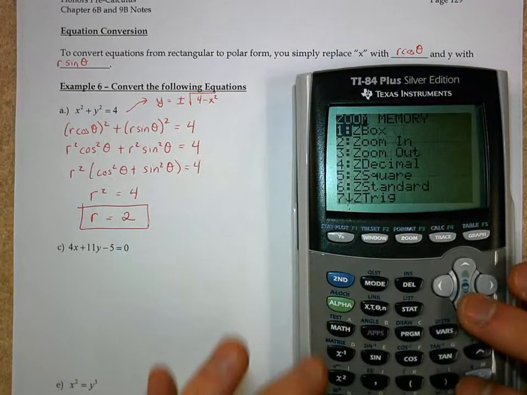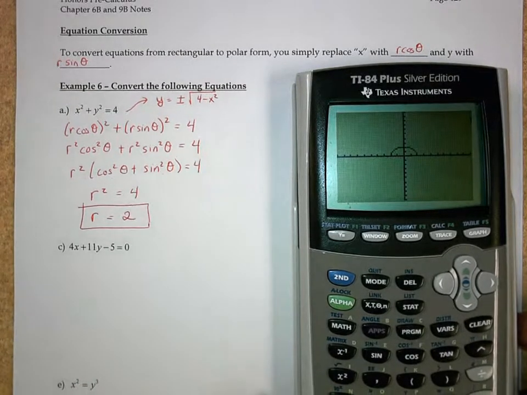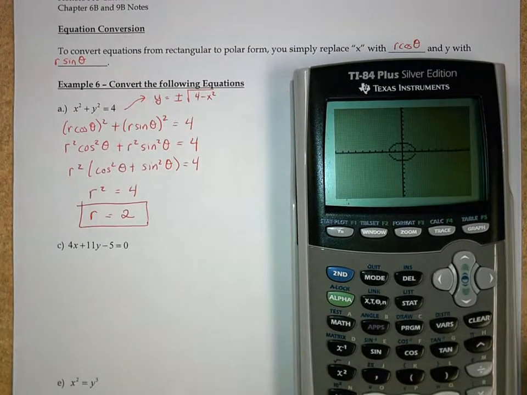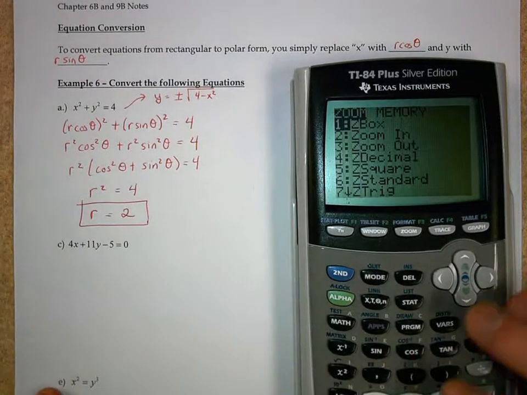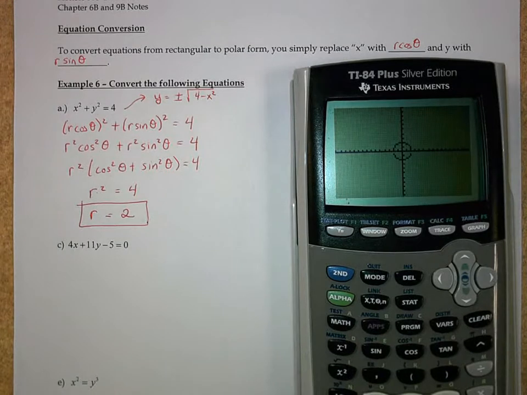I go to my zoom, and you could do zoom standard. And I'll see the circle that I get. Now you might say, well, that looks like an ellipse. The reason for that is the fact that my x scale is not the same as my y scale in terms of pixels on the screen. If I want to change that, I can go to zoom square, and I can see it looks more like a circle now. So there's my circle.